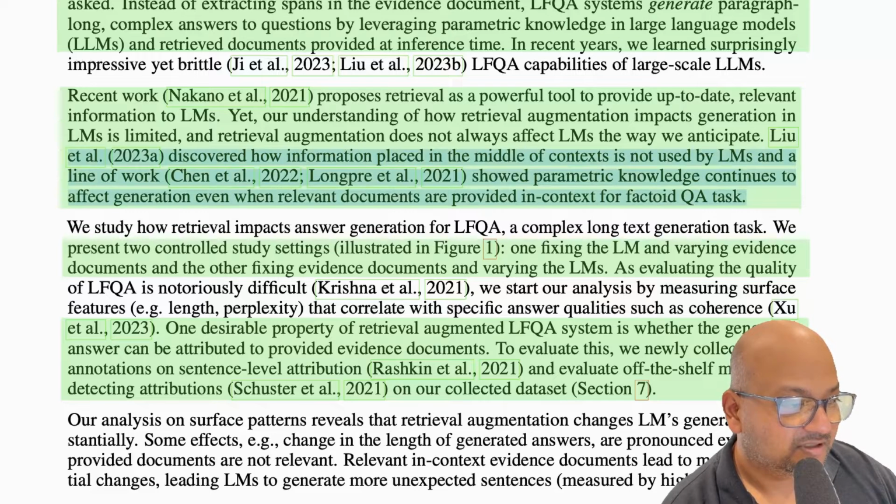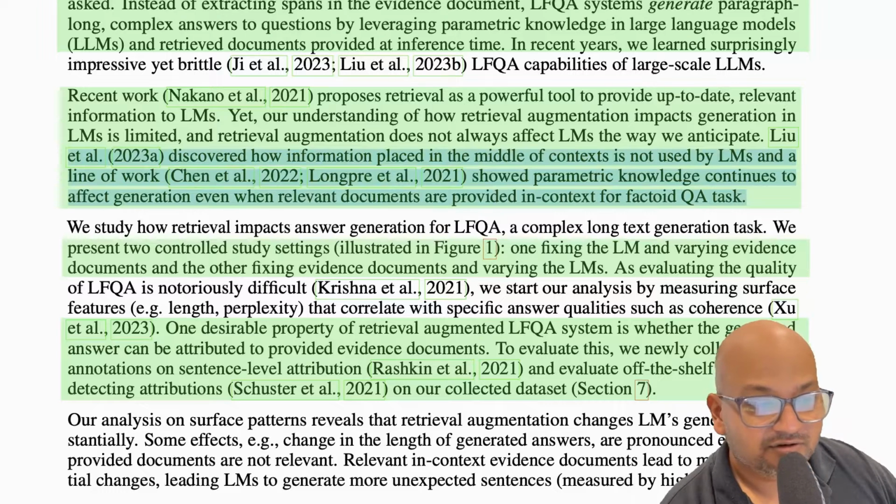For example, in a paper that we looked at in this channel a few weeks ago, researchers found that information at the beginning and end of the prompt is used much more heavily in the synthesized answer. So where you put your retrieved documents within your prompt matters quite a bit for the quality of the answer.